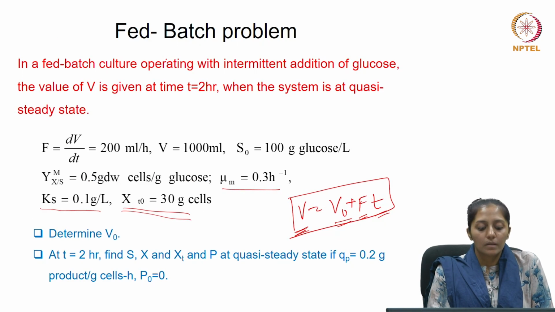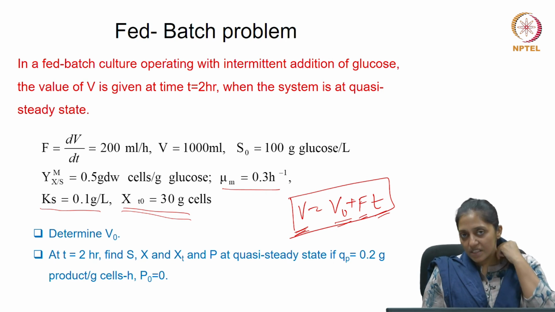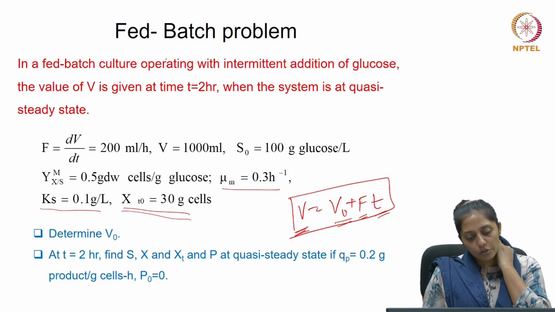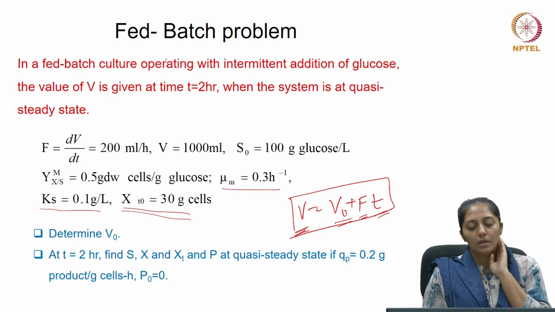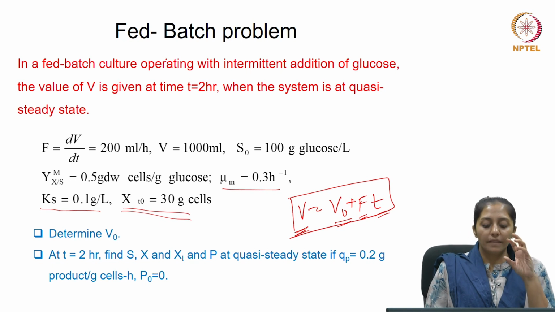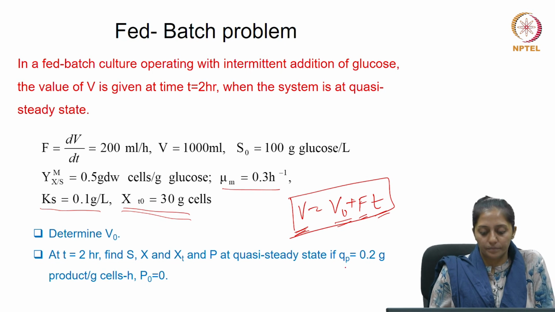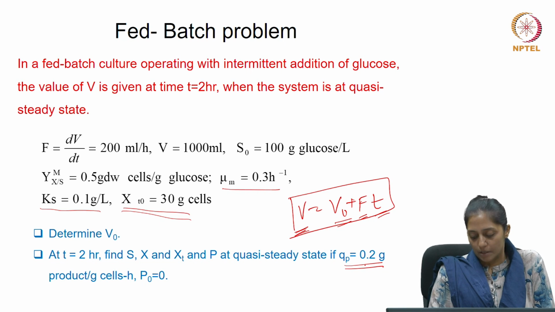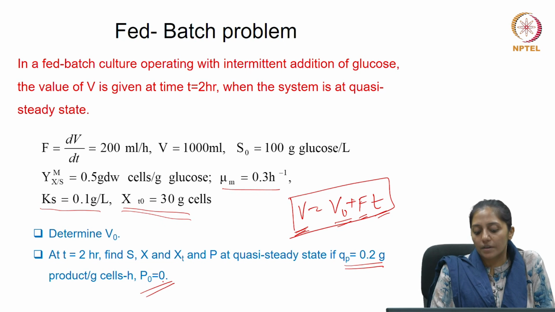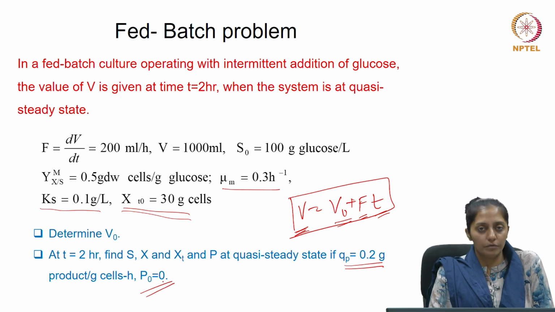Now, let us see the second part. They are asking at 2 hours of the quasi steady state, we also need to determine the biomass concentration, the substrate concentration and the amount of biomass at that time. The product also is to be determined given the value of specific product formation rate and the initial product concentration at t equals 0, which means at the start of the quasi steady state was 0.